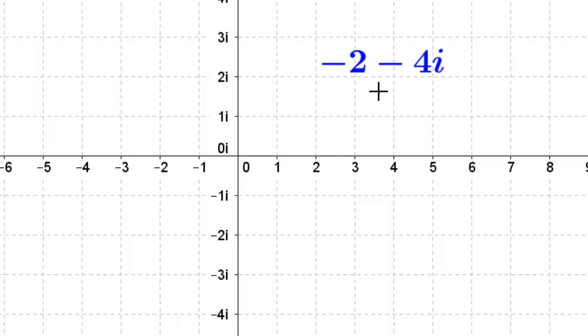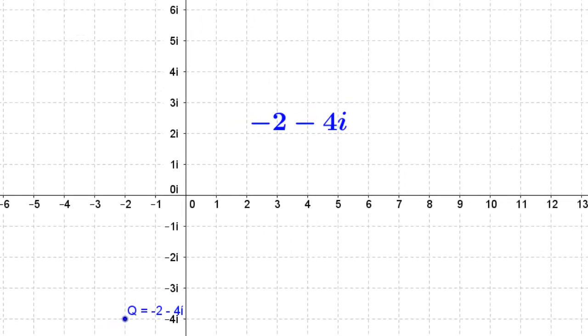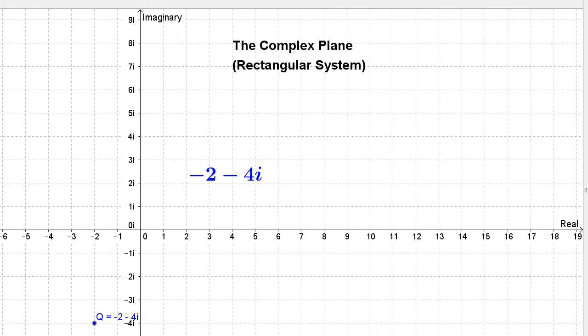If we had a point -2 minus 4i, we're going to go 2 to the left on the real axis, and we're going to go 4 down for -4i on the imaginary axis. So if we called that point Q, that's where it would be located, there in quadrant 3. 2 to the left on the real axis, 4i down on the imaginary axis. So that's how you plot complex numbers on the complex plane in the rectangular system. The first number represents its real coordinate. The second number represents its imaginary coordinate.